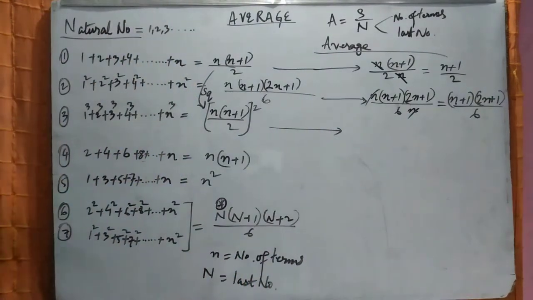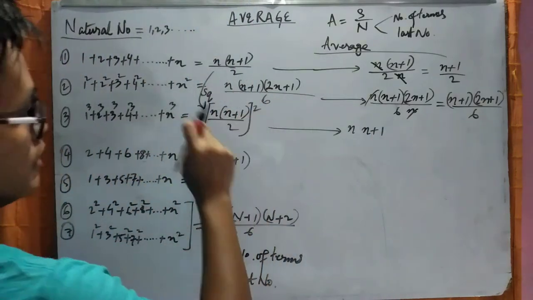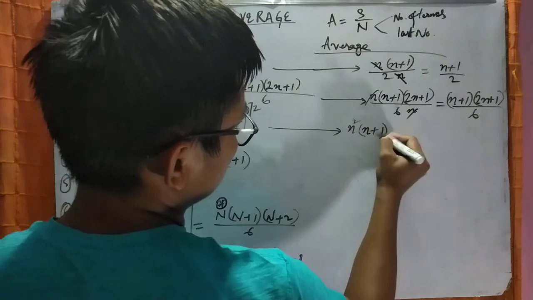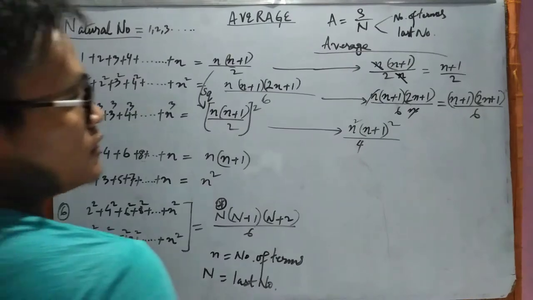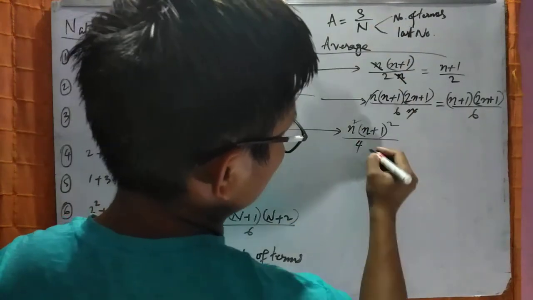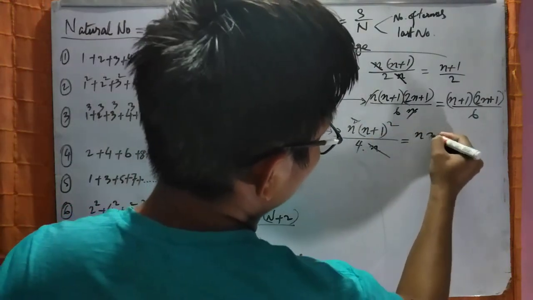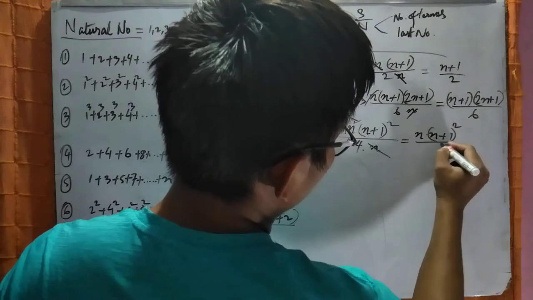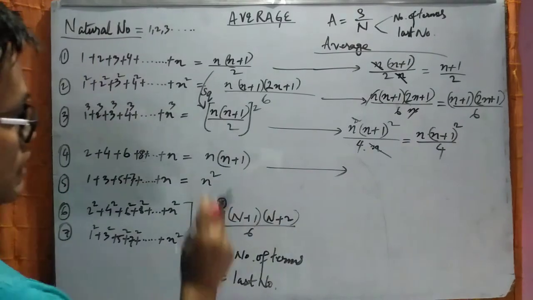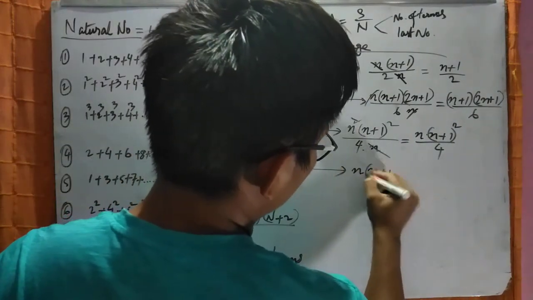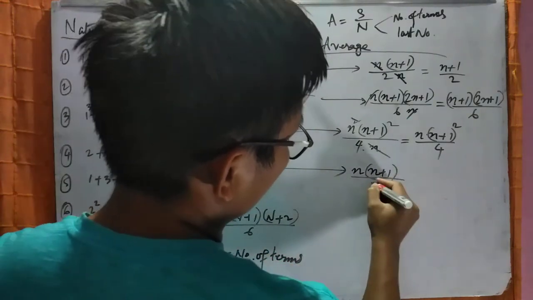For cubes, the sum formula is [n(n+1)/2] squared, which is n squared (n+1) squared divided by 4. Divided by the number of terms n, the average is n(n+1) squared divided by 4.